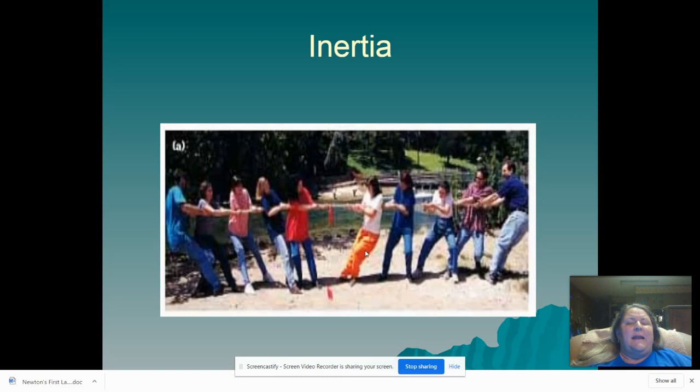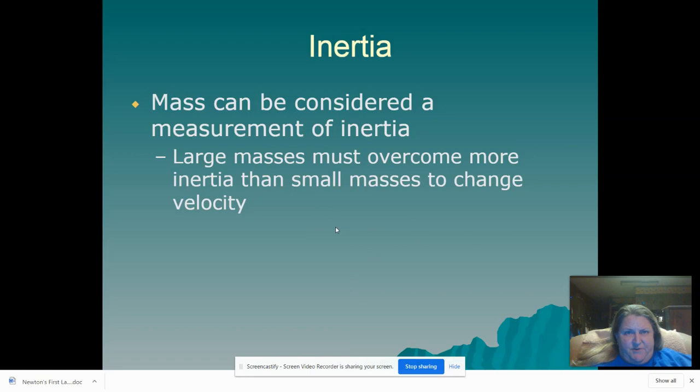Inertia. Mass can be considered a measurement of inertia. Larger masses must overcome more inertia than small masses. A garbage truck versus a little smart car. The big trash truck has a lot more mass. In order to get it to move, it has more inertia and it takes more force. The little smart car, less mass, takes less force to get it moving. Same idea: it takes a lot more force to get an elephant moving compared to a mouse, and it's based on mass.